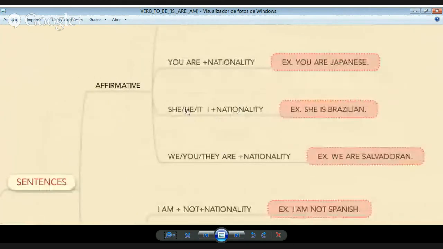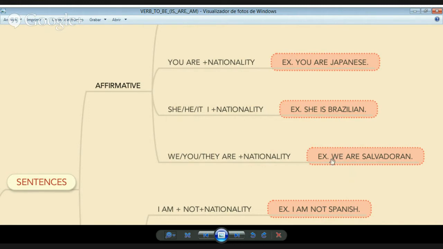With the third person singular, you have she, he, it, plus is. Aquí hay un pequeño error de dedo. So, solo le agregan la S porque es el verbo is. So you say, she is Brazilian. She is American. He is Salvadorian. It is Chinese. Se está aplicando la tercera persona singular, ¿verdad? Y el verbo a utilizar es is. We, you, they are. En este caso usted dice we are, you are, they are. Plus the nationality. So you have we are Salvadorian.